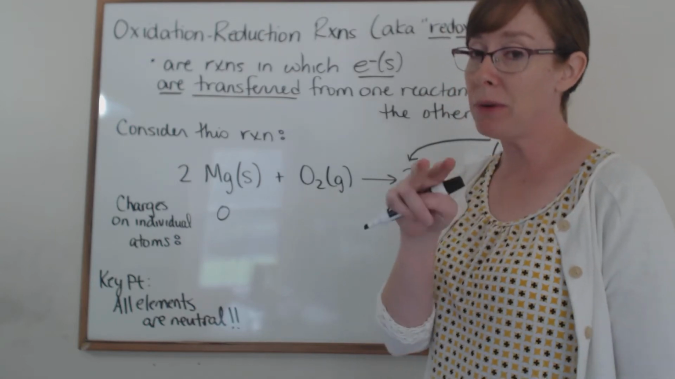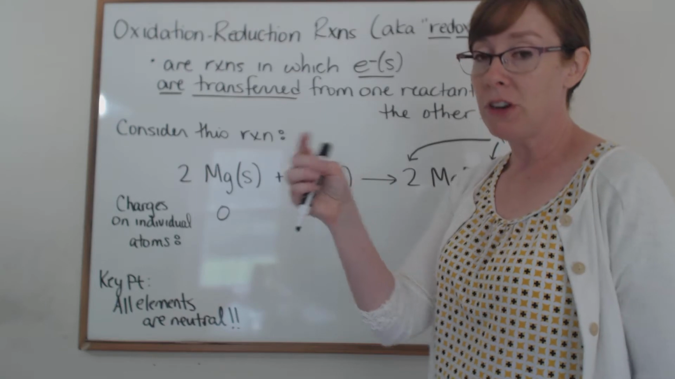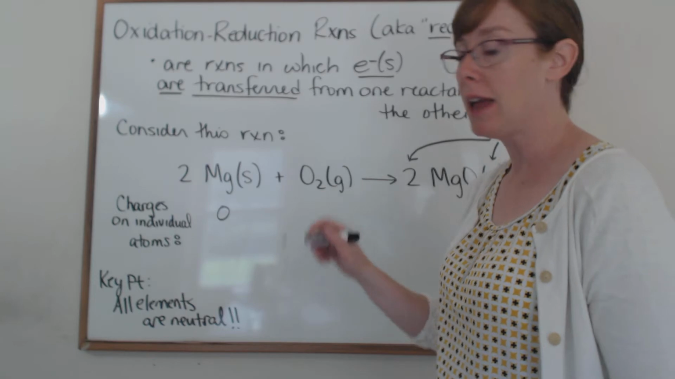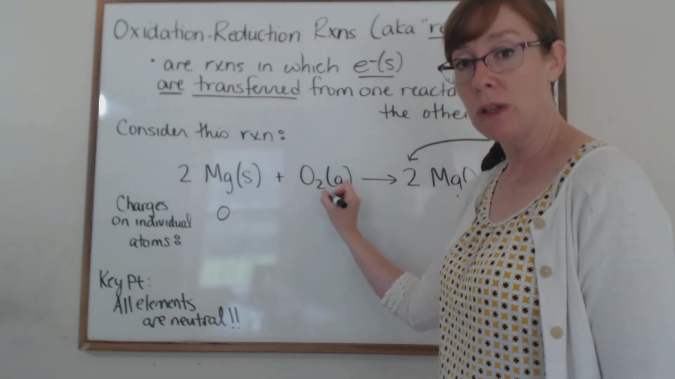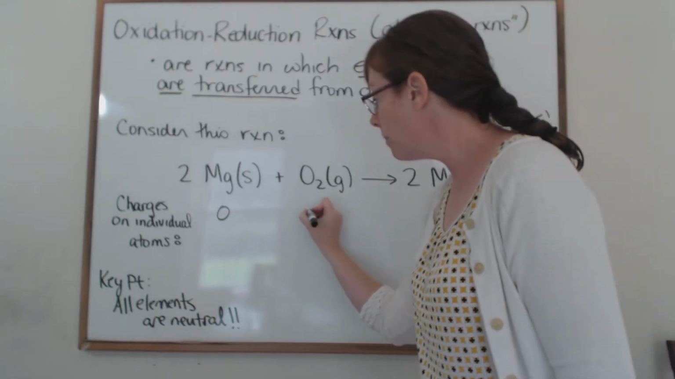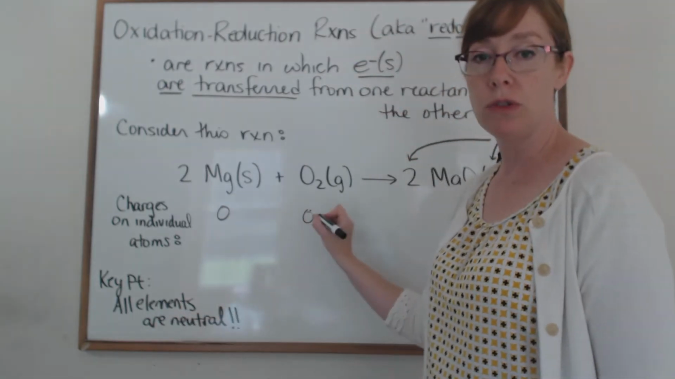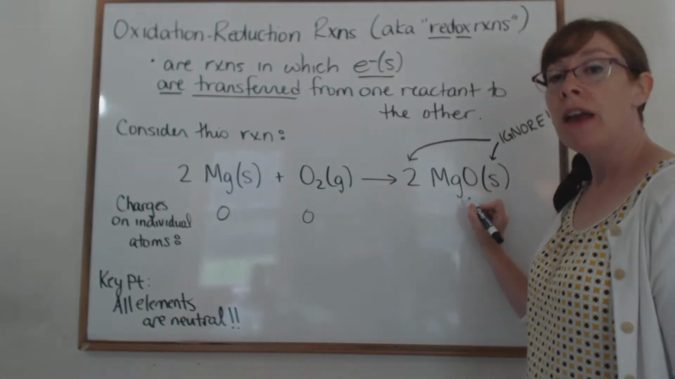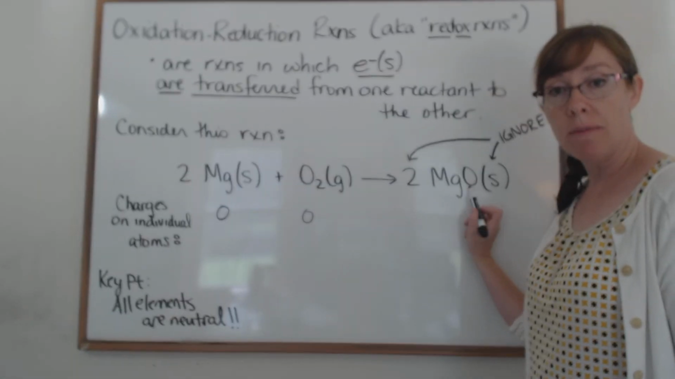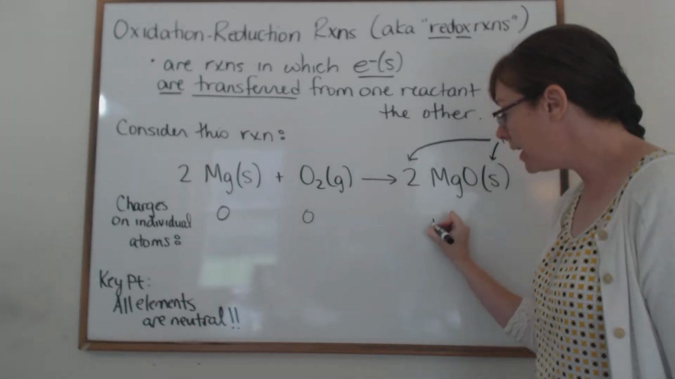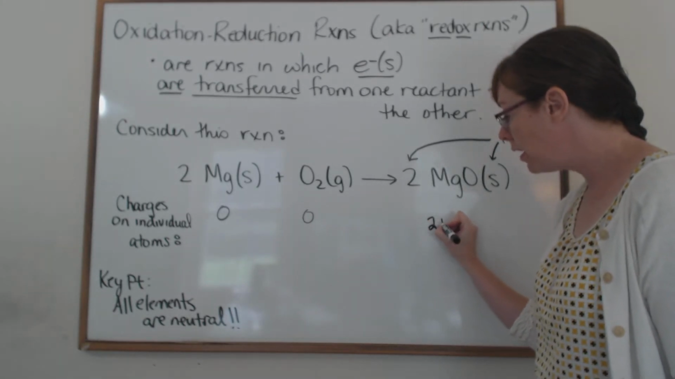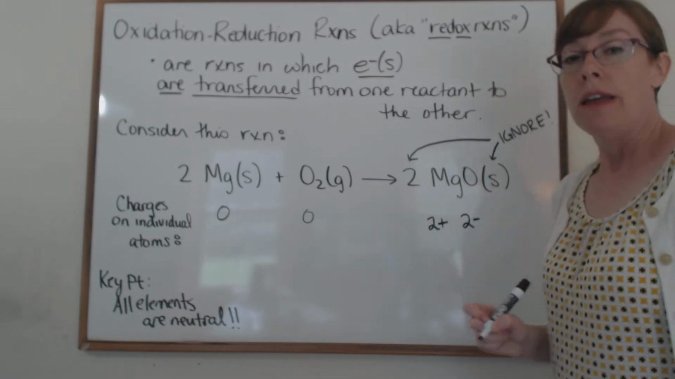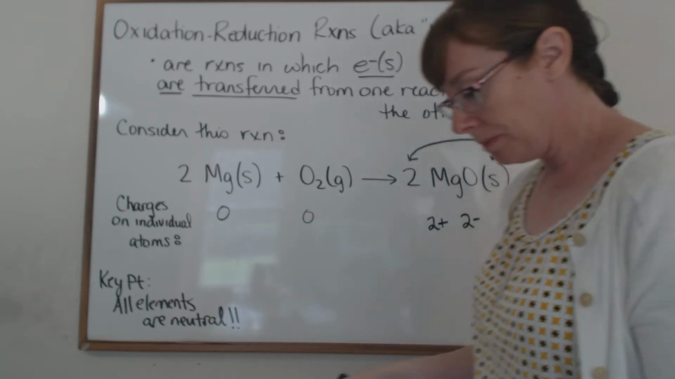It's a molecule, but remember, element versus compound deals with the types of atoms in it. Molecule versus atom deals with how many. So this is definitely an element. There's only oxygen atoms in it. And therefore, by this key point, all elements are neutral, so it has a charge of 0. When we come over to here, we have a compound. You should know by now that this is an ionic compound, and the charge on the magnesium is 2+, and the charge on the oxygen is 2-. And that's why you only needed one of each to get neutral.